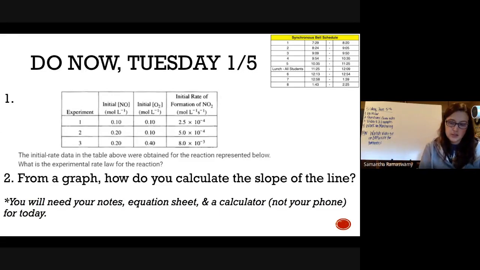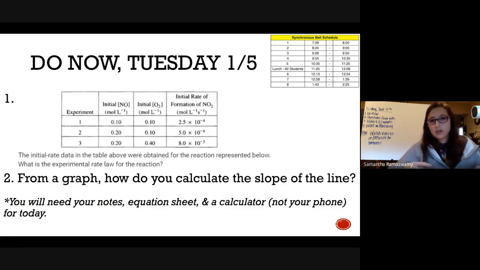As you are looking at the do now, I'm going to shift over to the document camera. So we're going to be going back and forth between the Google slide deck that's presented right now and the document camera. So I'll be flipping back and forth as we're going through everything for today.